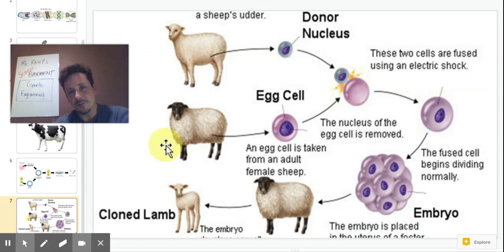The only interesting part is the cell actually comes from this sheep, but the genetic information comes from this sheep in the nucleus. So that zygote then divides, undergoes mitosis and differentiation, and this embryo is placed into the uterus of a third sheep, which serves as a surrogate mother for the baby lamb that is not hers. And then at the end of gestation, this sheep gives birth to a clone of the original sheep that you had up here.